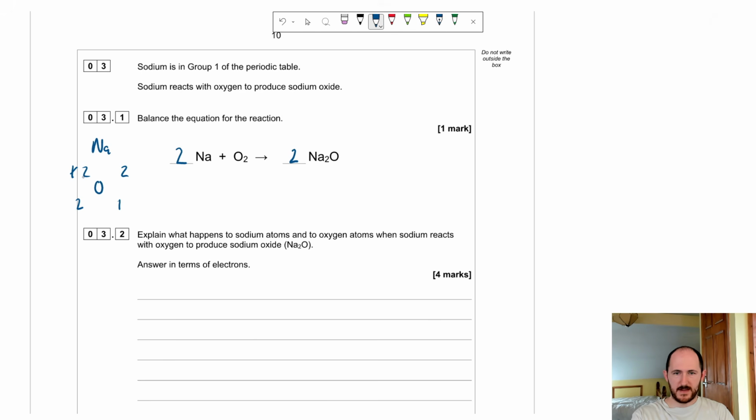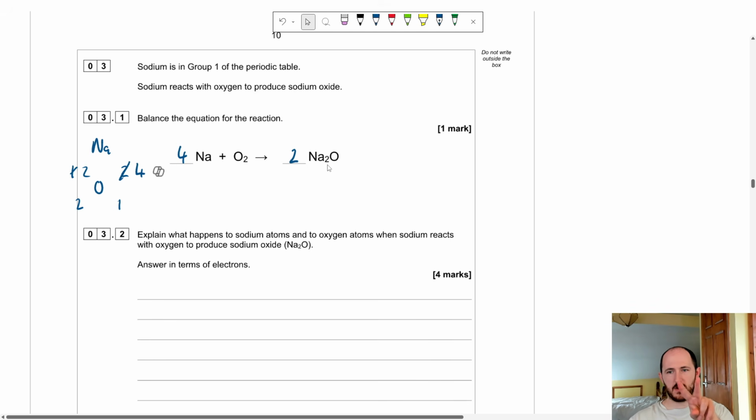But now we have 4 sodiums on the right and only 2 on the left. So how do we fix that? We just change that to a 4. And now you can see that we have 4 sodiums on the left, 4 sodiums on the right. Don't forget Na2 means that there's 2 sodiums. So 2 times that we have 4. So we have 2 lots of 2 sodiums and an oxygen. And we have 2 oxygens and 2 oxygens on the right.